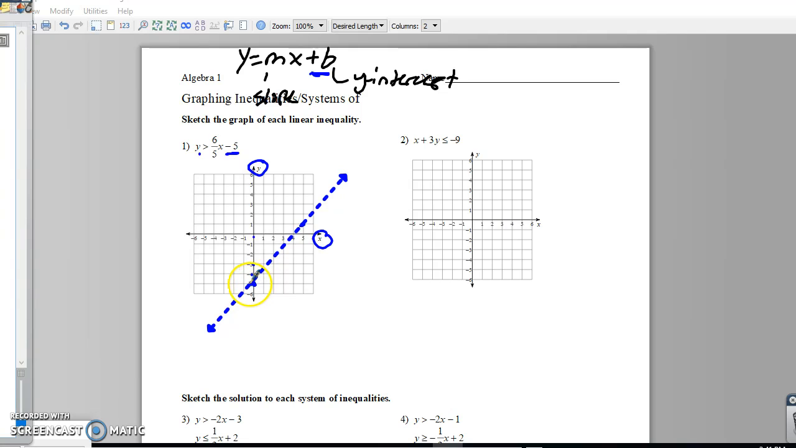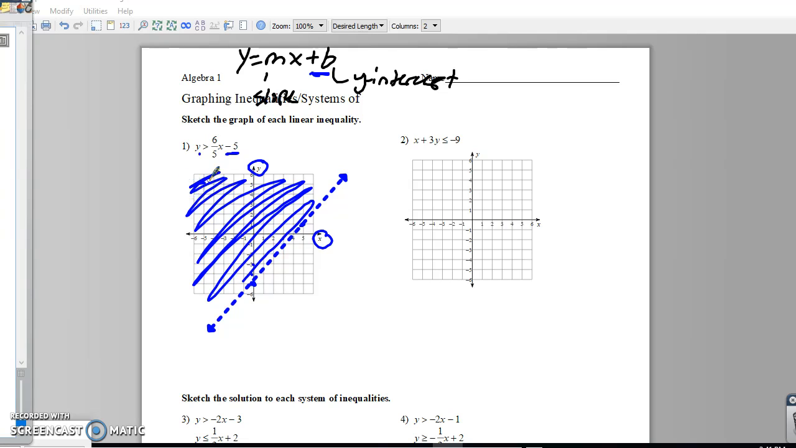So find my y-axis, -5 is where it crosses. I want all the y values greater than that, so I'm going to shade everything above. Okay, and that's what my final answer would look like for number 1. So then I get to number 2. Number 2 is a little bit more challenging because it's written in standard form.